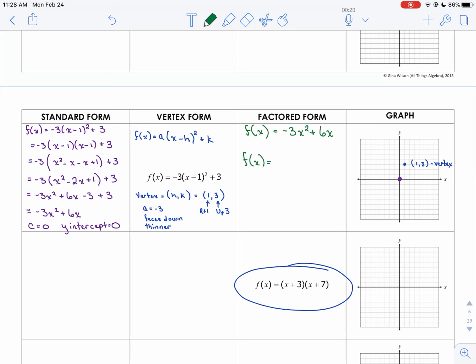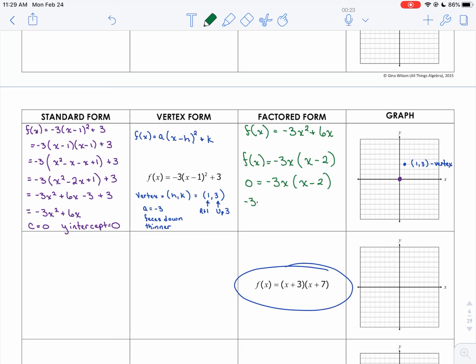So f of x equals -3x is going to be my GCF. And if I factor that out, I'm left with x minus 2. I can't factor that any further, but now we've got to decide what values of x make that function equal to 0. So what we're essentially doing is putting in a 0 for f of x, and we're solving for what values of x make that function equal to 0, which is also our x-intercepts.